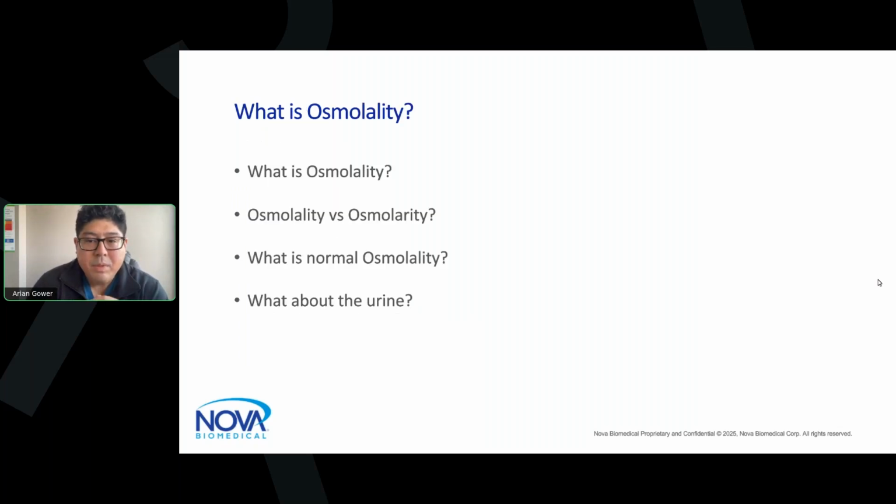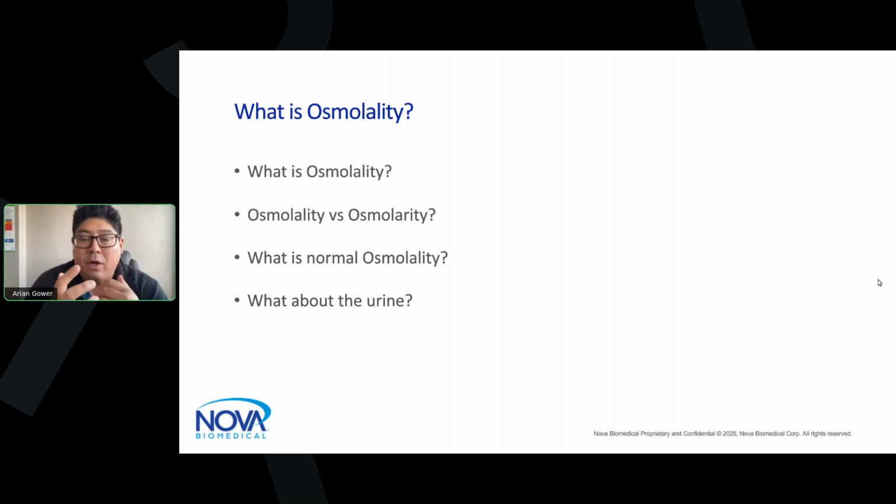Next. So what is osmolality? To begin our discussion today, we first need to define what osmolality is. Osmolality is the number of osmoles in a solute per kilo of solvent, reported in osmoles per kilo. Osmolarity is the number of these osmoles in a liter of solution, reported as osms per liter. So osmolality and osmolarity are both measures of solute concentration, however they differ just slightly in how they're calculated.